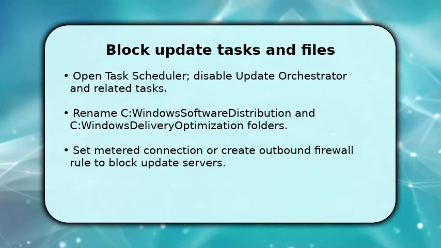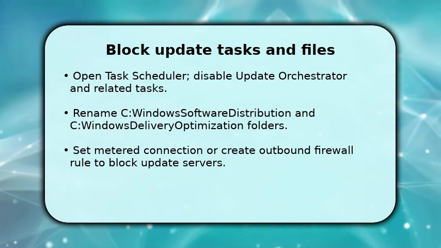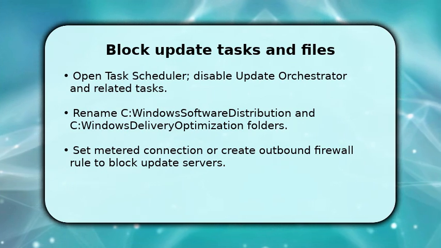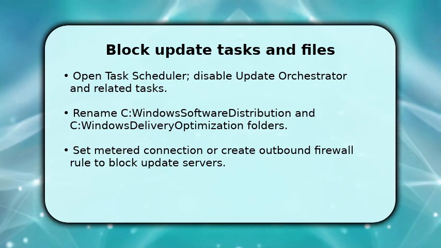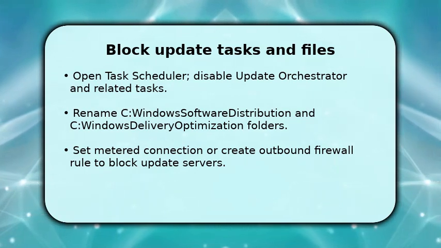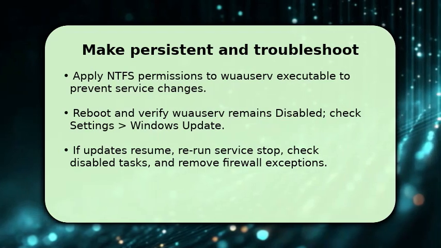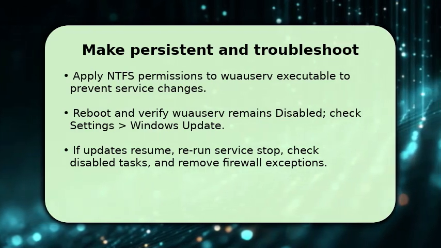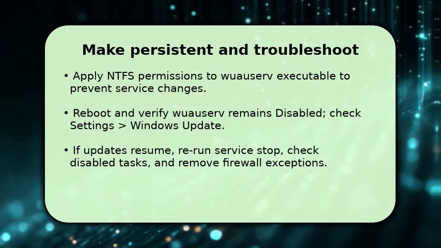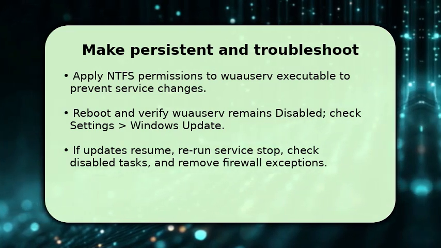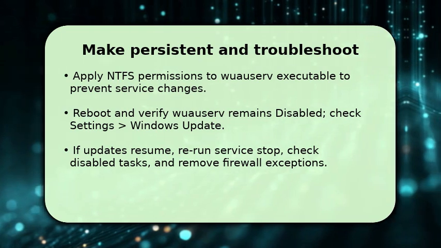Finally, set your network as metered or create an outbound firewall rule to block Windows Update endpoints. This adds a network-level barrier, making the change more resilient. To finish, lock down the change so updates don't return unexpectedly. Apply restrictive NTFS permissions on the Windows Update service files or use local security policy to deny service changes.